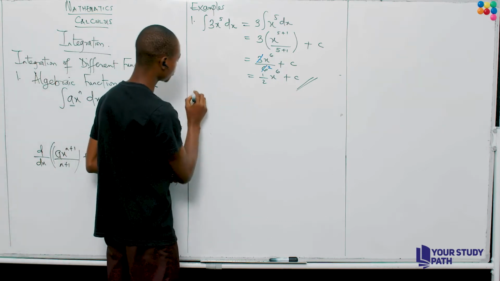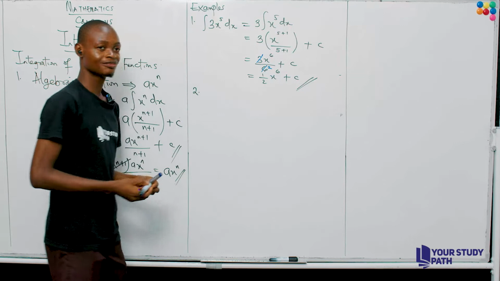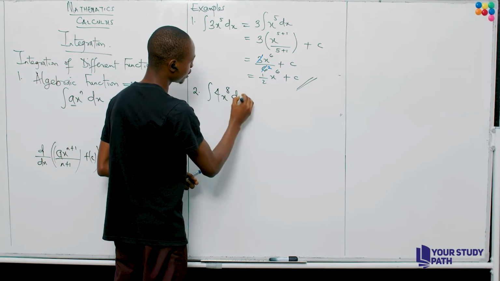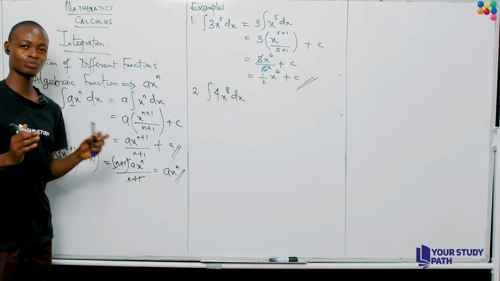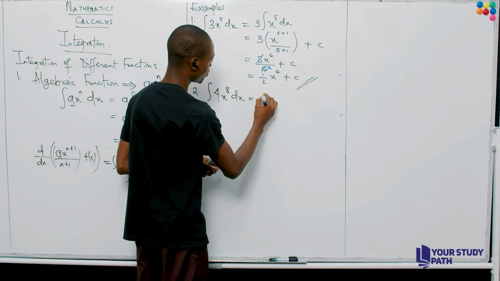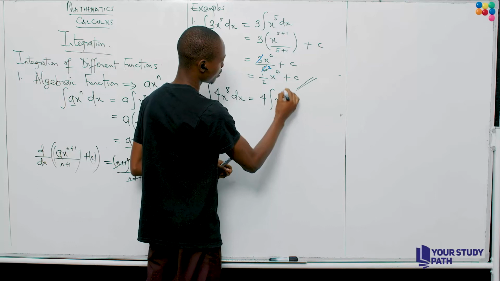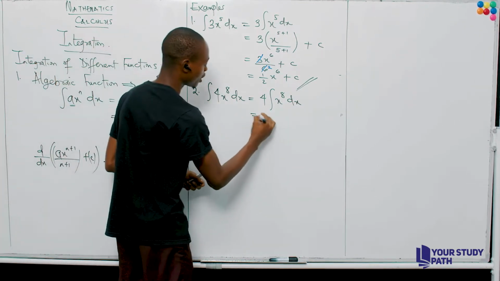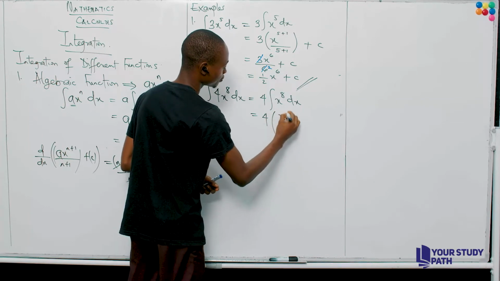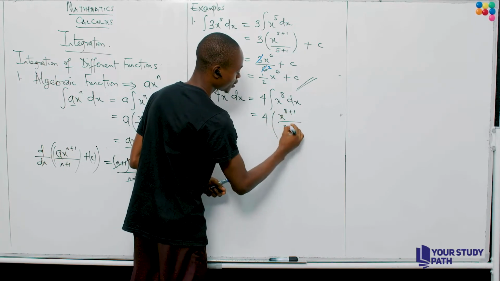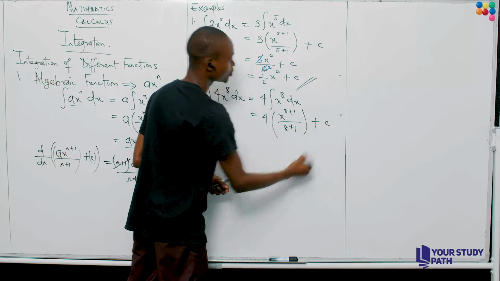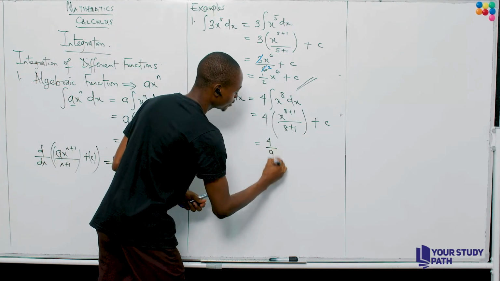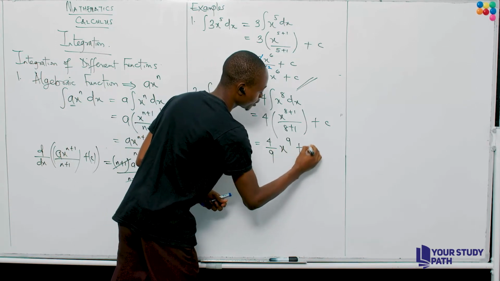Let's take something else. What if in this case we want to integrate 4x raised to the power 8 dx? Again, the same process happens. We bring out the constant. We are left with x raised to the power 8 dx. We add 1 to the power. And then we divide by the new power. And then we add the constant of integration. So we would have 4 over 9 x raised to the power 9 plus c.